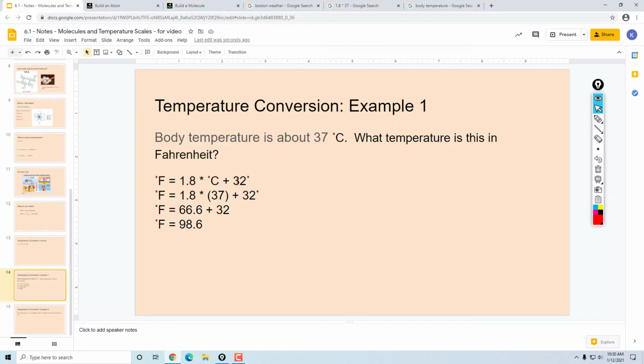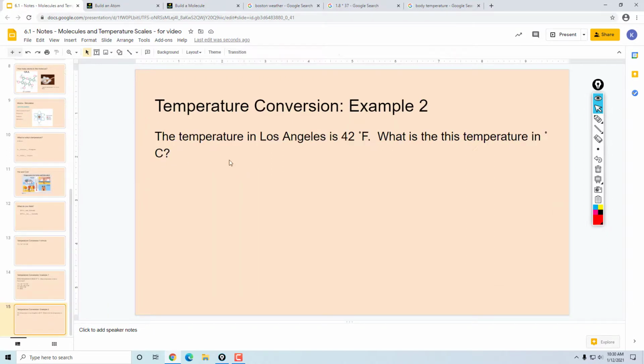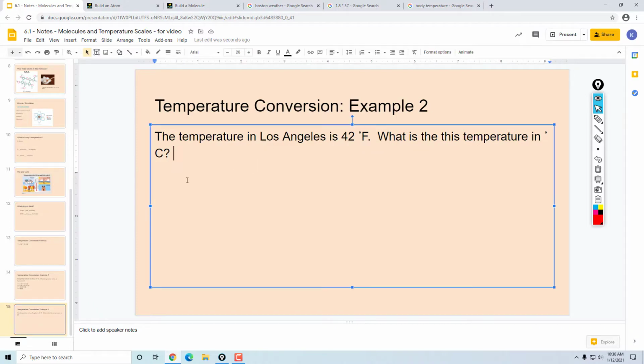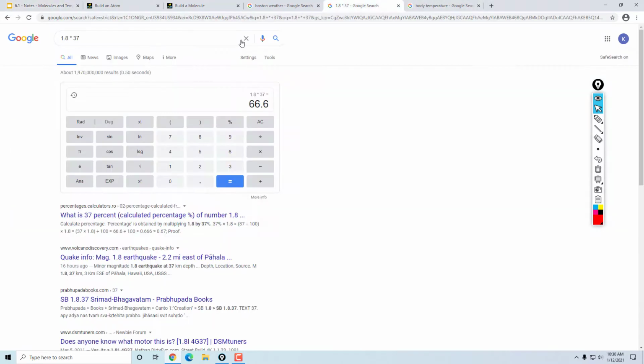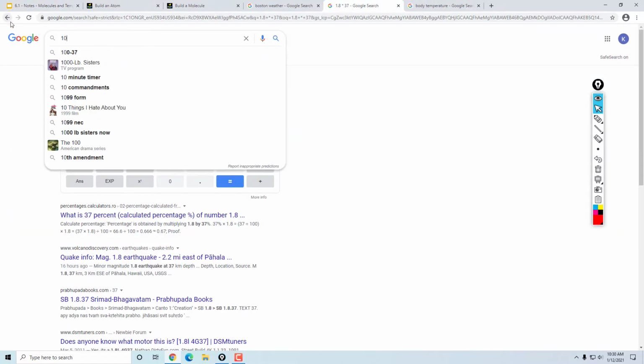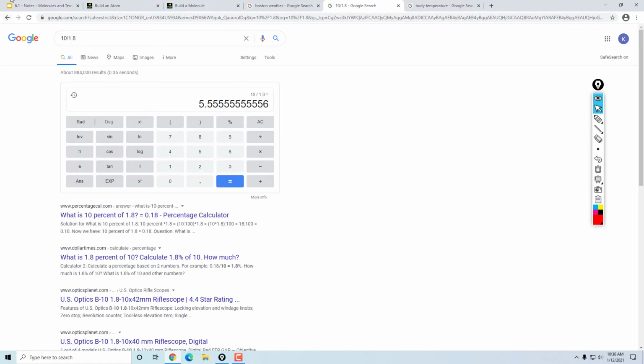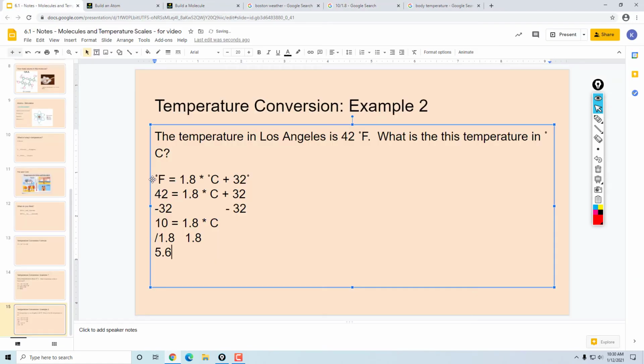One more. This time we have Fahrenheit and we want Celsius. So this time this is 42. We subtract 32 from each side. I get 10 equals 1.8 times C. Divide both sides by 1.8. So we do 10 divided by 1.8. That's 5.5, 5.6. So it is 5.6 degrees Celsius. Okay, that's it.